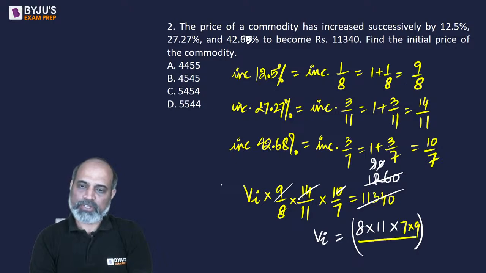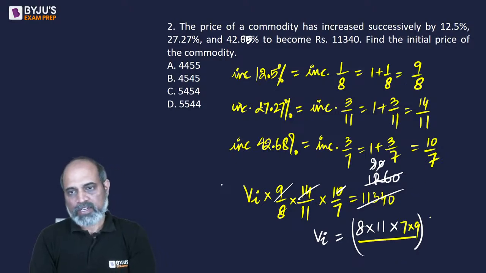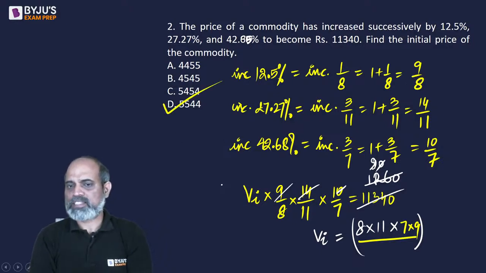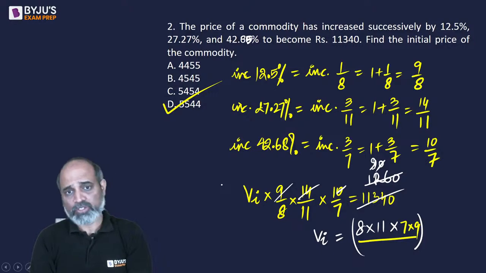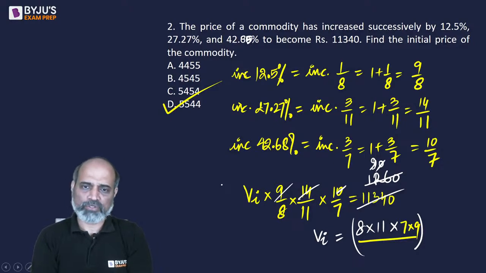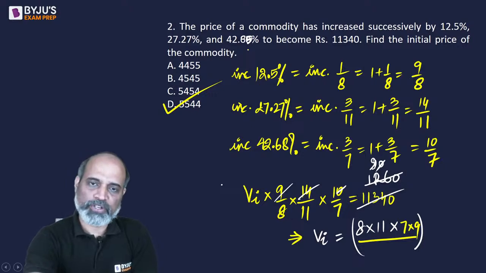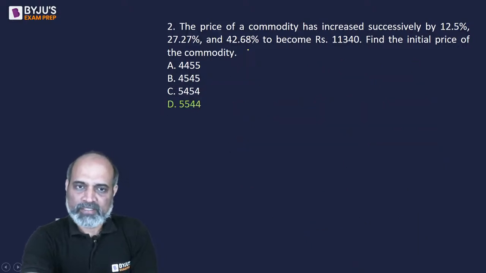Which is going to give us a number that ends in 4, and which should be in the table of 11. D is the only option which is in the table of 4, right? And also in the table of 11. It's also in the table of 9. It's also in the table of 7. It's in all of them. So this is what the initial value is. So it's not 42.68, it is 42.85%. Okay, D is the answer.